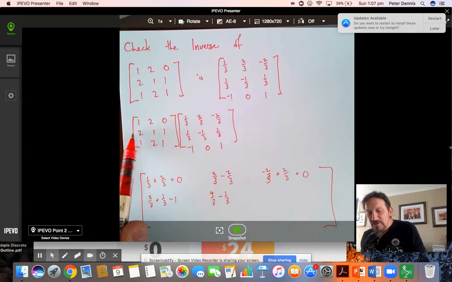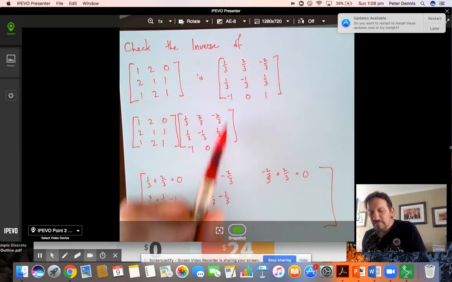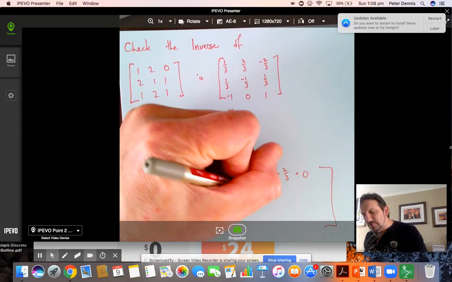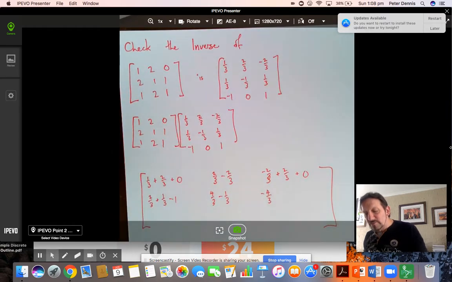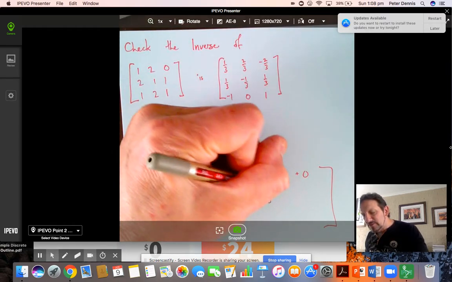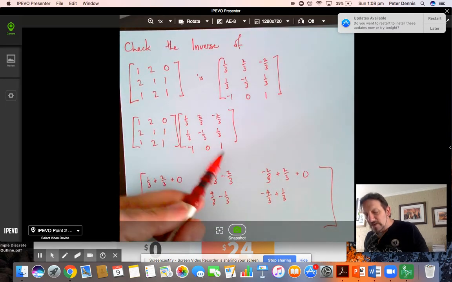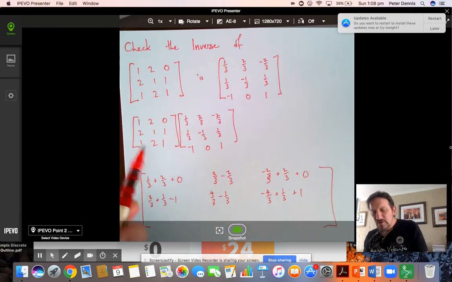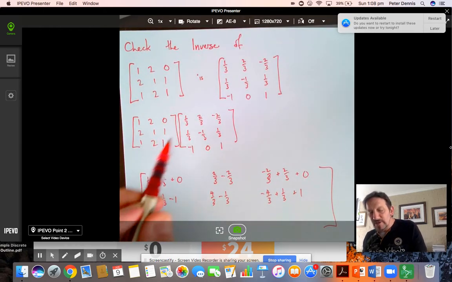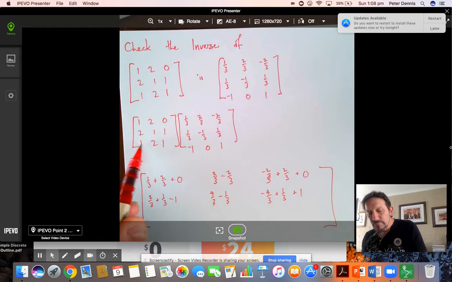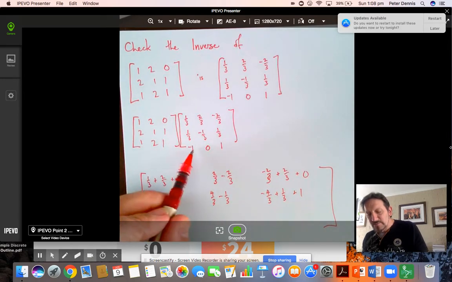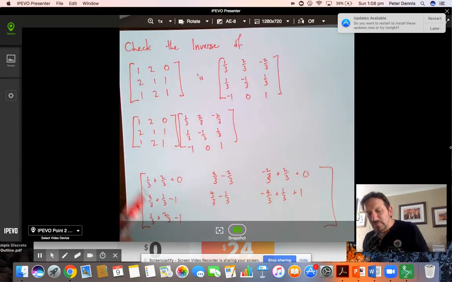This back term is going to be across the middle and down the last line. So 2 times minus 2/3 is minus 4/3. 1 times a third is plus a third. And then you've got 1 times 1, which is 1. Again, 0. Now the bottom line, it's going to be across this bottom and down the front. So 1/3 plus 2/3. And 1 times minus 1 is minus 1.